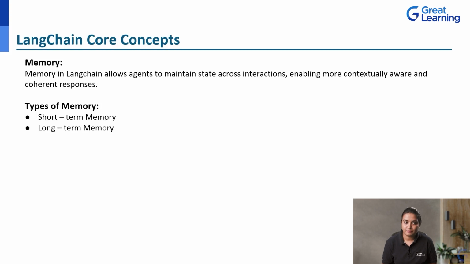Now, let's talk about memory. Memory in LangChain allows agents to maintain state across interactions. It's not that you interact and then keep quiet, right? You have to have the state on or off, for example. That is also a state. Yes or no is also a state. Enabling more contextual awareness and coherent responses is always possible with the help of memory.